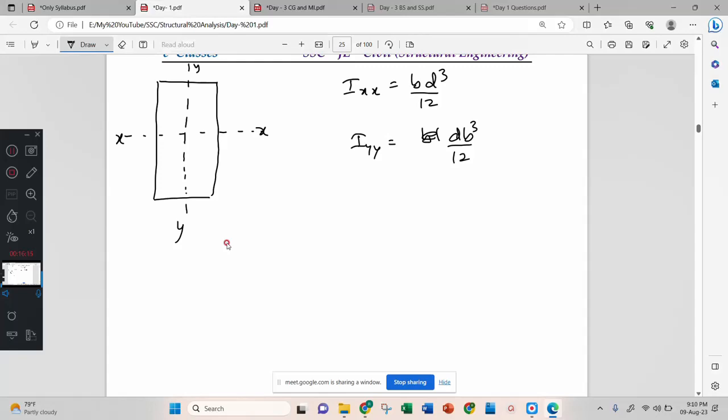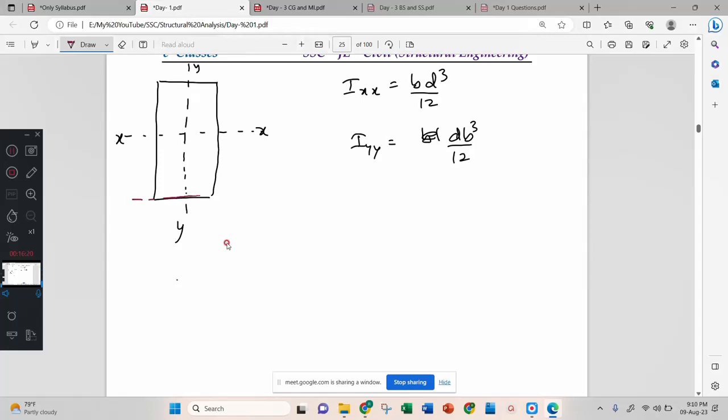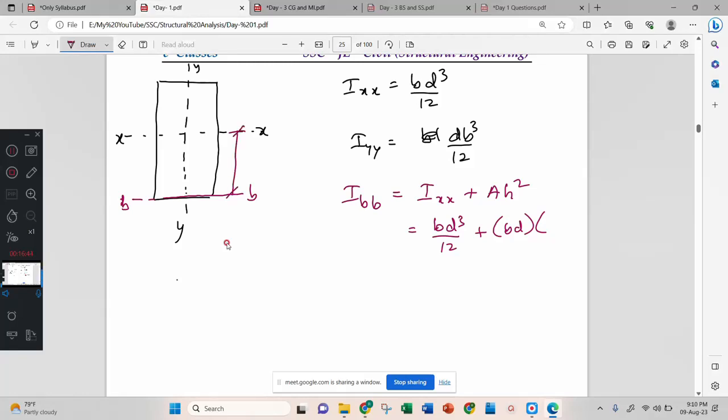Just remember that. Now if you want the moment of inertia of the base, this is IBB. If you want IBB, then what do we have to do? That is your IG XX plus area into H square. IXX is BD cube by 12 plus area, which is B into D, and H, the height, is the distance to where you want to transfer, that is D by 2. Then if you do that, you will get BD cube by 3. You solve it later.